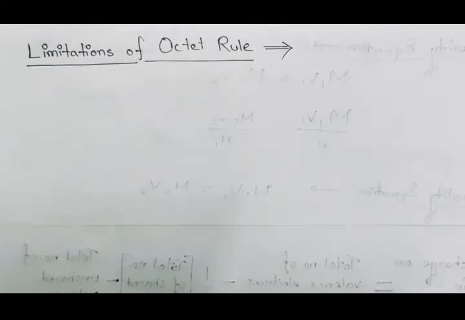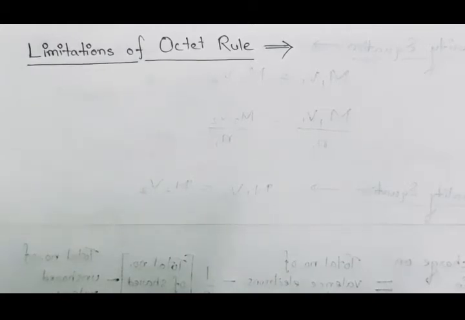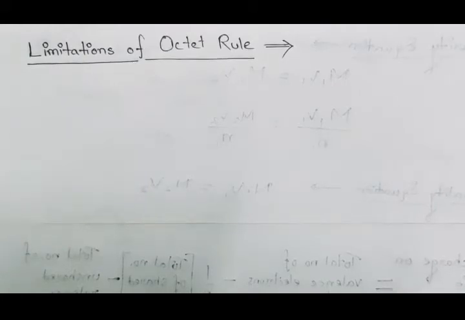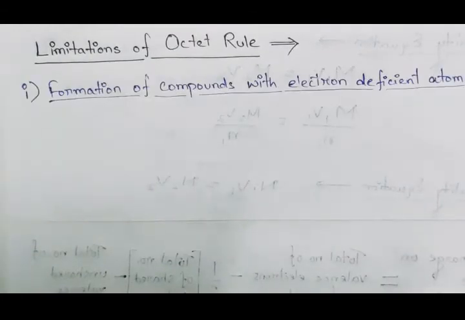So first we will discuss the formation of compounds with electron deficient atoms. That means the compounds where some electron deficient atoms are connected. In those cases the octet rule is not applicable for their stability. See, according to the octet rule, the elements which belong to group 1, group 2 and group 13 should not form covalent bonds because they have less than 4 electrons in their valence shell. So they can never achieve the octet by mutual sharing, right?